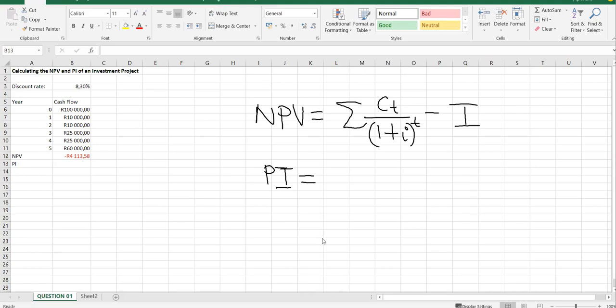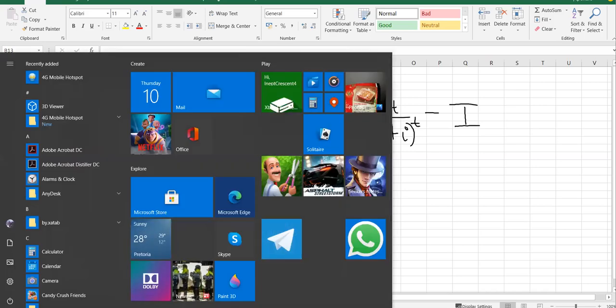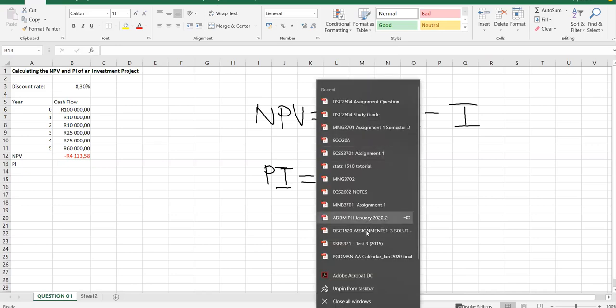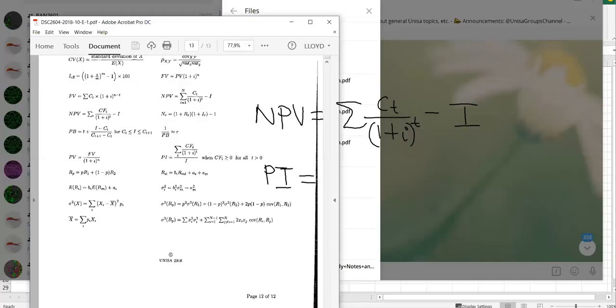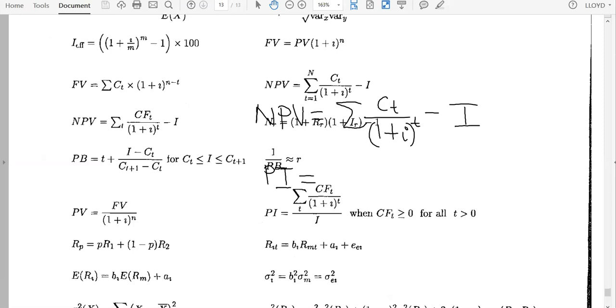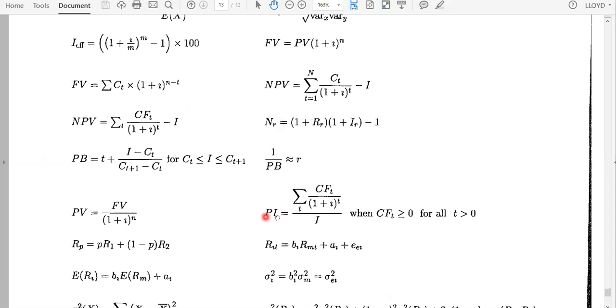You know, if you forgot, let us quickly check on the formulas from a past exam question paper. So I'm just gonna open an exam question paper. So if you can check here, profitability index, that is the formula.